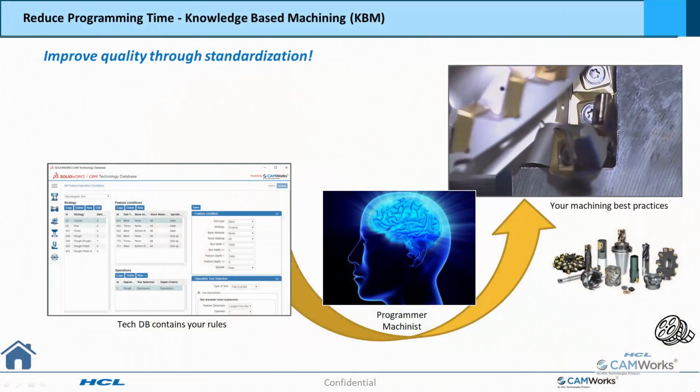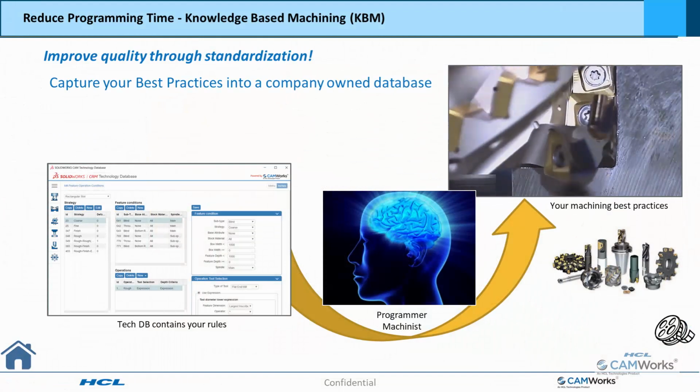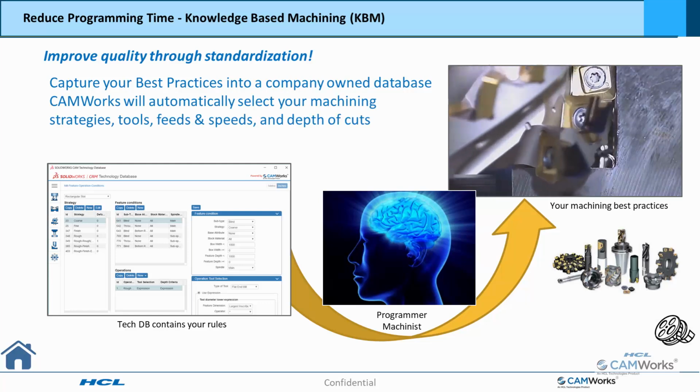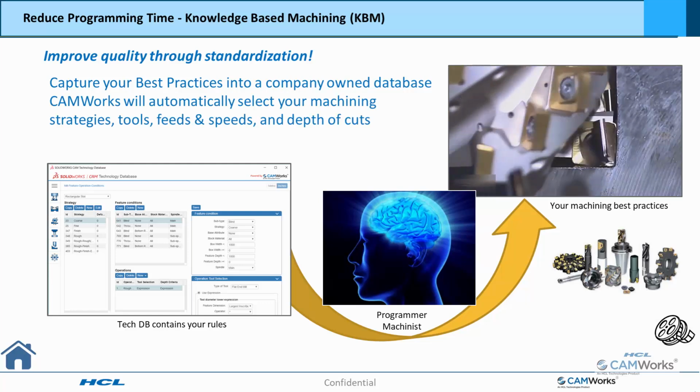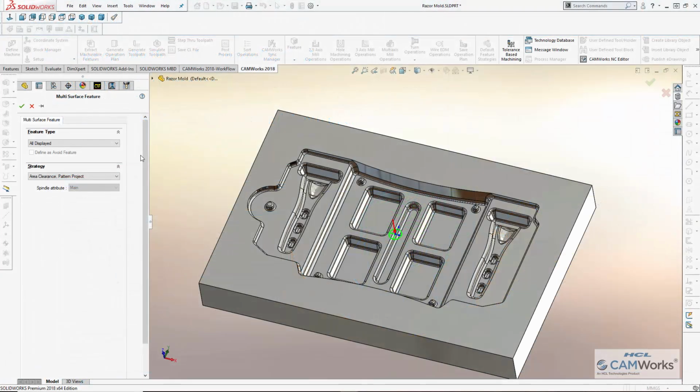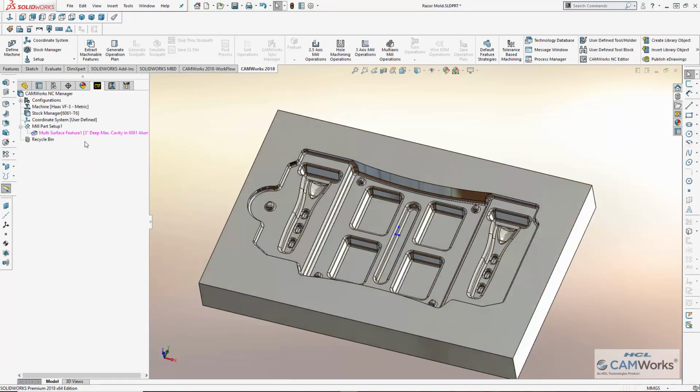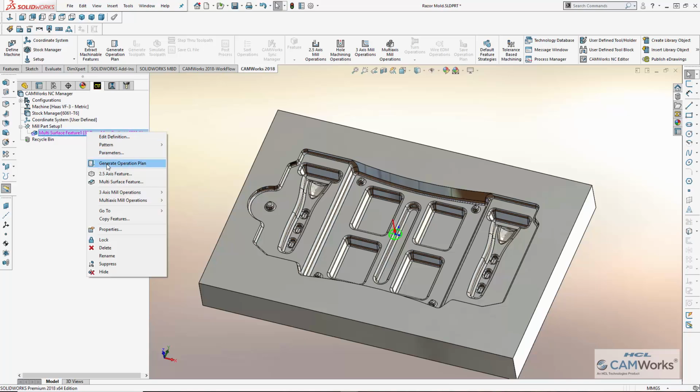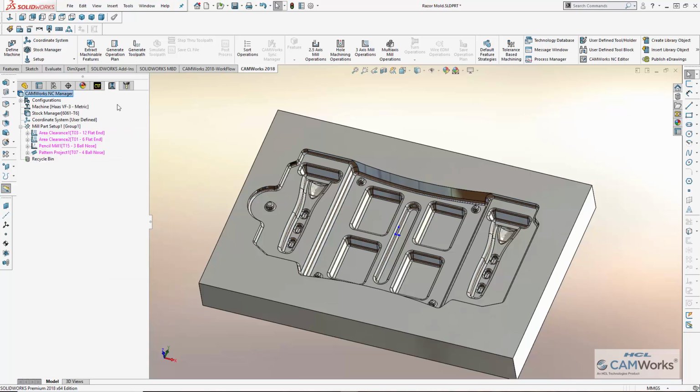CAMWorks knowledge-based machining is fully customizable, so you can capture your own best practices, and CAMWorks will automatically generate all of the operations with the tools, feeds, speeds, and depth of cuts. In this case, I'll select a machining strategy I've already stored for machining mold cavities using CAMWorks Volume Mill to generate ultra-high speed toolpaths for the roughing. Once selected, I can now generate all of the operations and toolpaths for machining the cavity automatically.